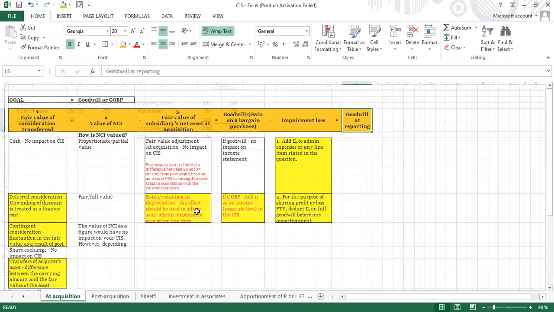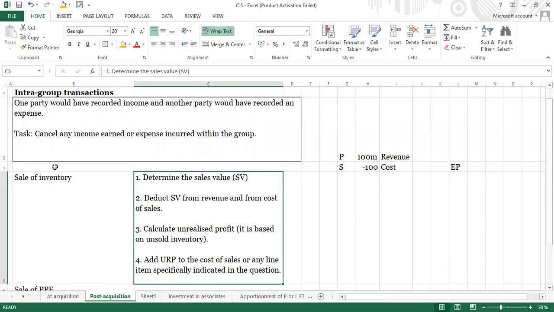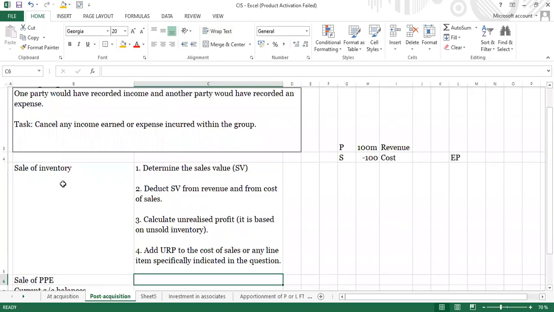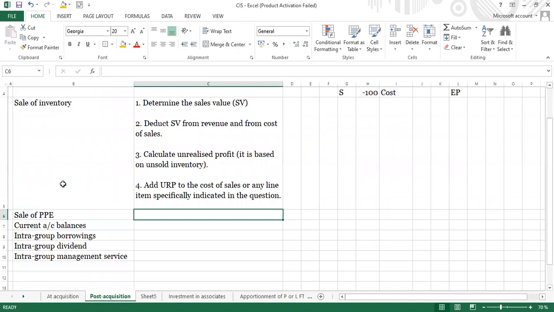So that's how to deal with sale of inventory if you stumble on it in a question. Then for sale of PPE, unlike inventory, the unrealized profit is a gain on disposal. For inventory, it's unrealized profit. But for PPE, it's a gain on disposal.